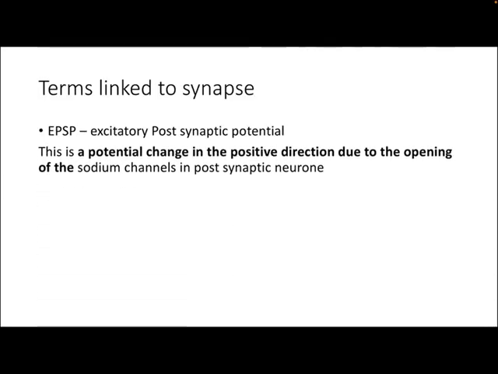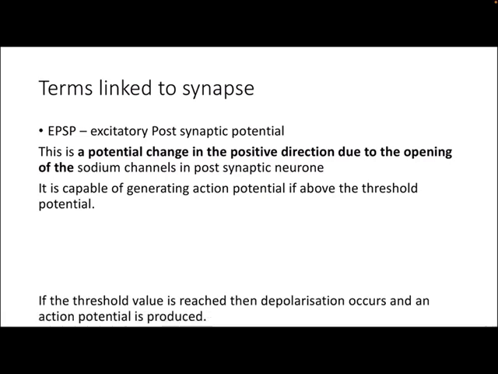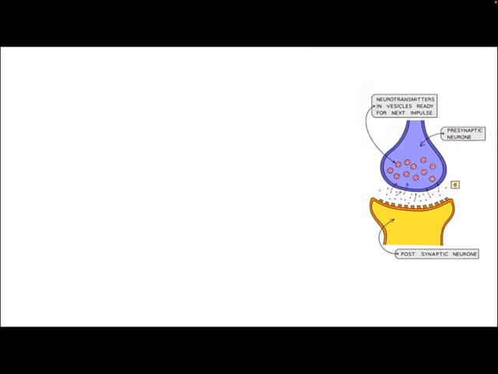So an EPSP is the potential change in the positive direction due to the opening of the sodium ion channels in the postsynaptic neuron, i.e. changing from minus 70 millivolts to reaching that minus 55 millivolts. So it is capable of generating an action potential if we get to that threshold level. If the threshold value is reached, then depolarization occurs and an action potential is produced.